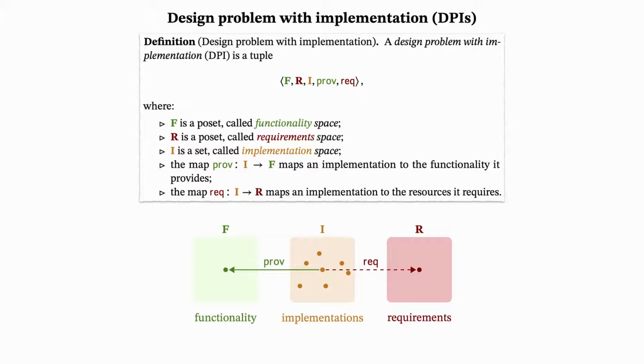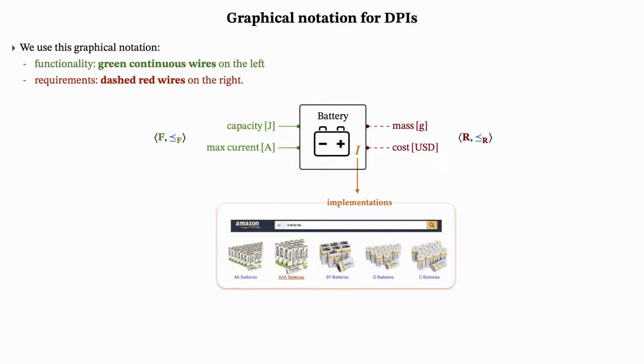Now, given the knowledge of posets, we can formally define design problems with implementation. These are composed of the functionalities and resources posets, F and R, the implementation space, I, and two maps, prov and req, mapping an implementation to the functionality it provides and the resources it requires. We represent a design problem with implementation with the following formal graphical notation. Functionalities are green continuous wires on the left, and resources are dashed red wires on the right. Implementations are hidden. Think, for instance, about the design problem of a battery. Functionalities are the capacity and the maximal provided current, and resources are the cost and the mass. Implementations, instead, are the different battery models which you can find on the market.